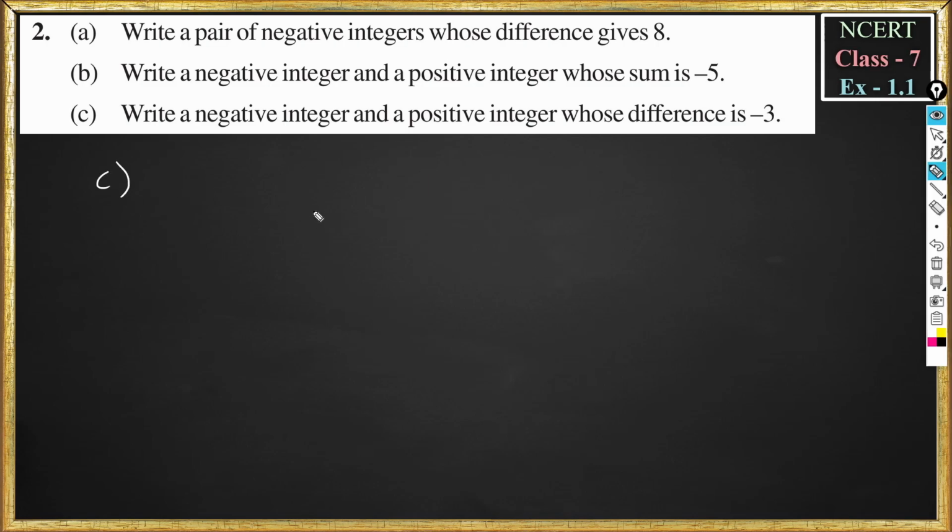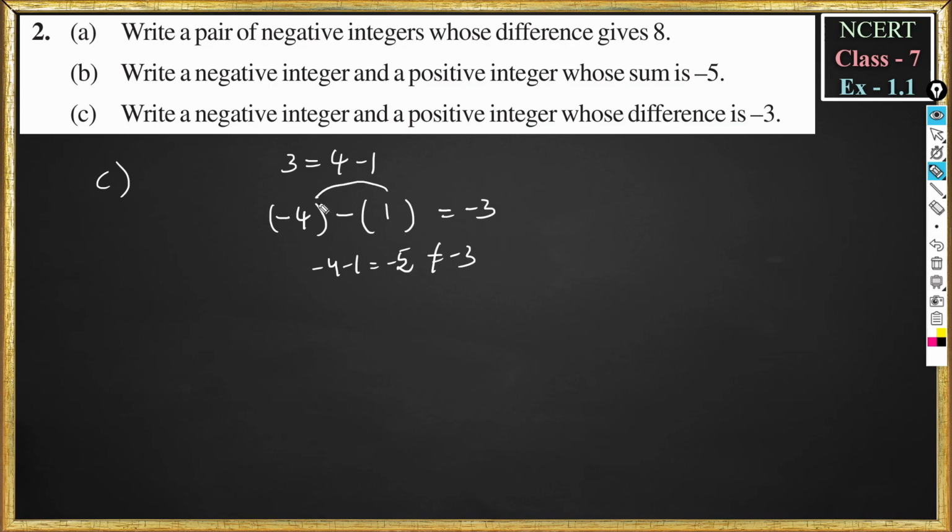C. Write a negative integer and a positive integer whose difference is minus 3. Generally, if we take 3, we remember the difference as 4 minus 1. So in question C, it is asked to write a negative integer and a positive integer whose difference, like one negative integer and difference of one positive integer, should be equal to minus 3. So here if you put 4 and here you put 1, we get minus 4 minus 1, which is equal to minus 5. So this is not equal to minus 3.